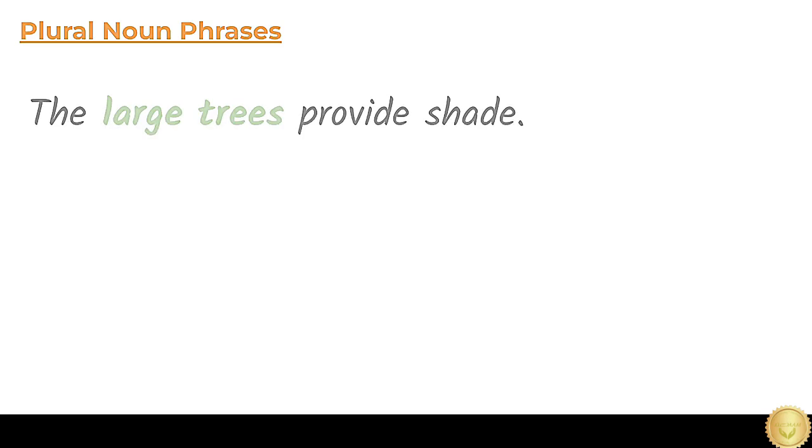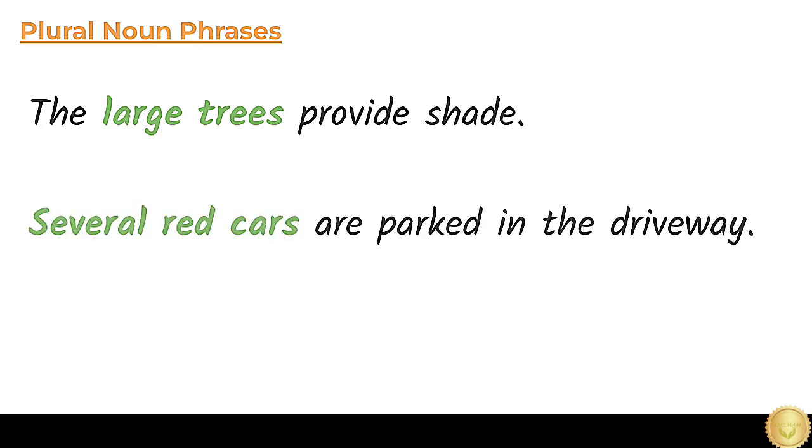Now let's dive into plural noun phrases. So just like before, a plural noun phrase can have modifiers around the noun. And again, we've used the same examples just to be really explicit here. So the large trees, we've added that S on. How many trees? More than one. Provide shade. Several red cars are parked in the driveway. Several, we know that to be maybe two or three, but again, it's not too specific, but nevertheless, we know that it's more than one.